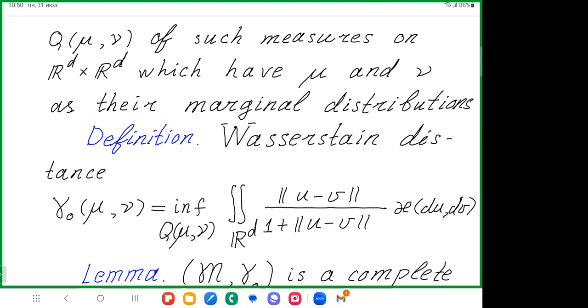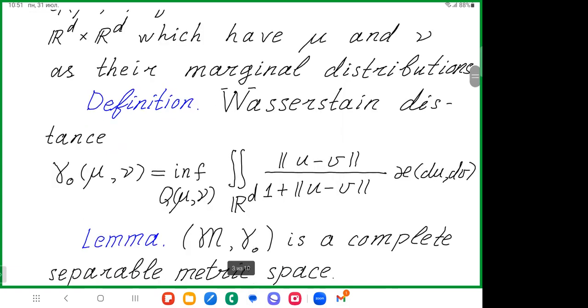Also, it must be noted that this quantity is closely related to a very interesting and intriguing problem of optimal mass transportation, and there are a lot of books devoted to this problem. Even sometimes this Wasserstein distance is called the Kantorovich distance because of the relationship with the mass transportation problem. But we will not go in this direction.